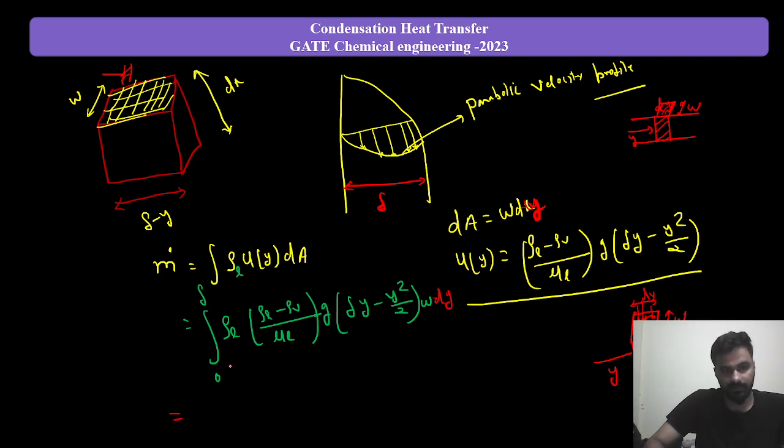So can I take all the common parts outside of the integral? So rho L minus rho v upon mu L into g.